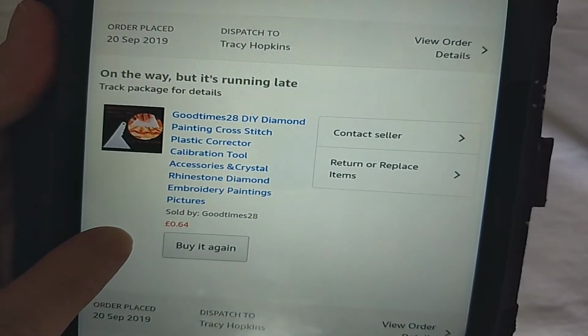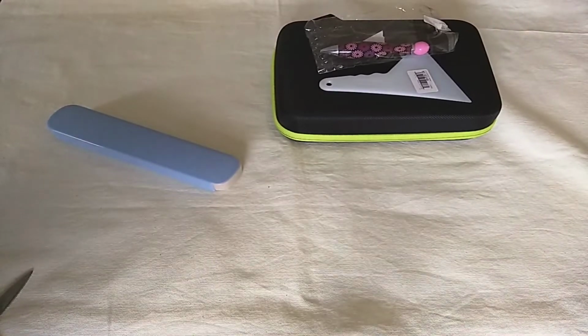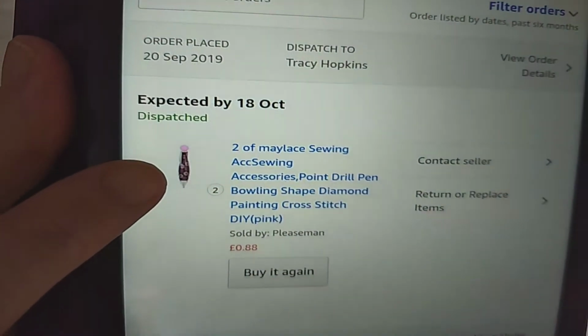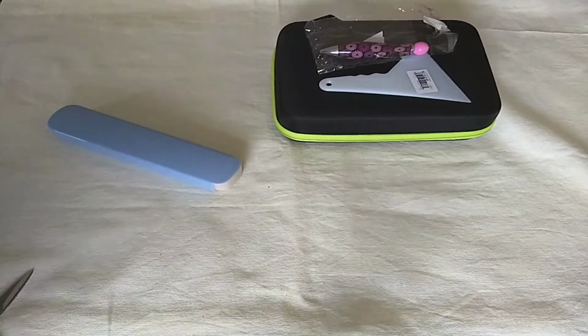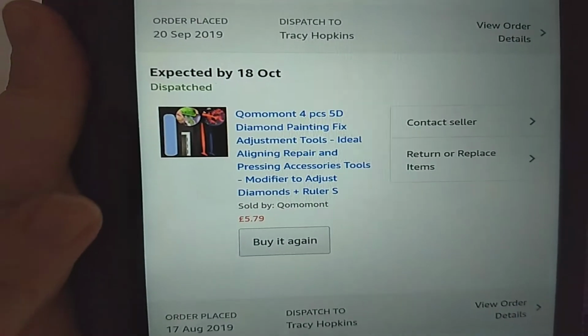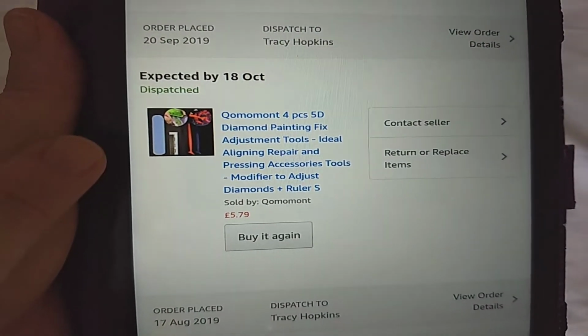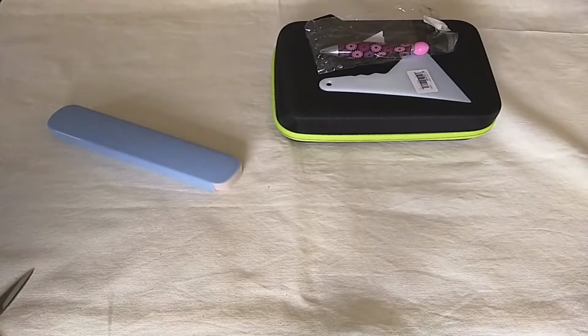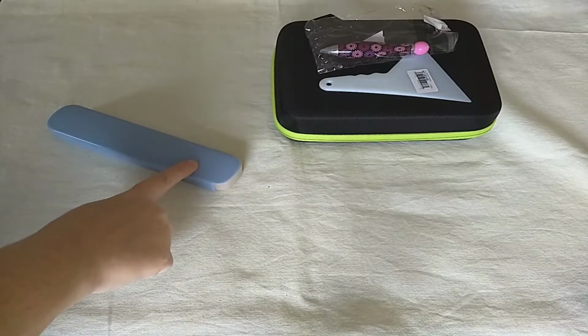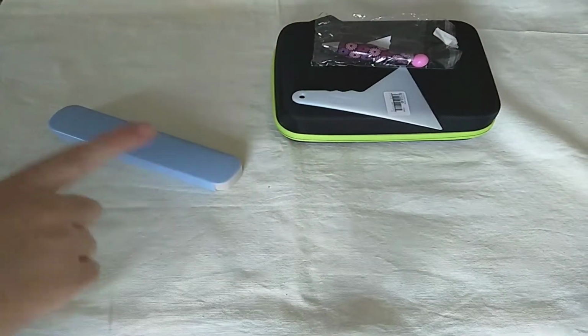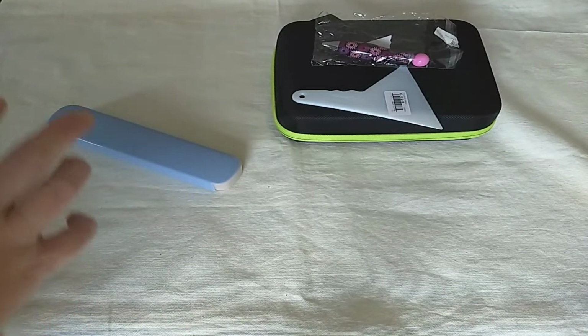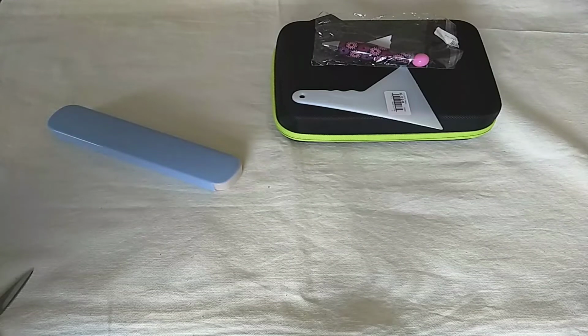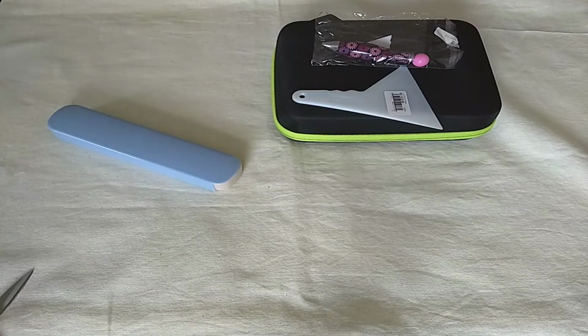Right, first of all, there's the tool. It was only 64 pence, which was pretty good. The pen, right there, 88 pence per pen, really good. And then that case with the round placer tool and the three straighteners was £5.79. And this and this arrived fairly quickly, I think about two weeks, if that. But the pens, I have no idea what happened to them. But he apologised and he gave me a refund before they arrived.